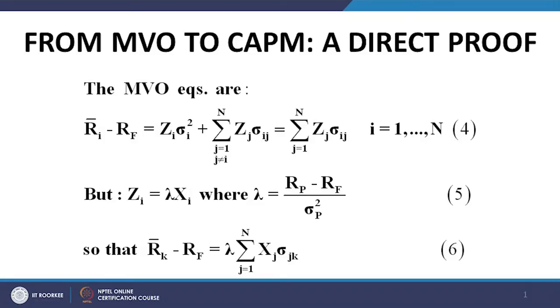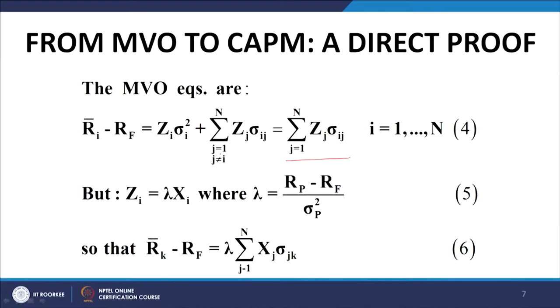The mean variance optimization equations are the equations that we are now very much accustomed to. This is equation number 4 on the slide. We have Z_i equal to lambda X_i, where lambda is equal to (E R_P minus R_F) divided by sigma_P squared. We have discussed this in a lot of detail when we talked about the 3 security problem. So, R bar_K minus R_F is given by lambda summation X_i. This is simply substituting Z_i equal to lambda X_i in equation number 4, and what we get is equation number 6.